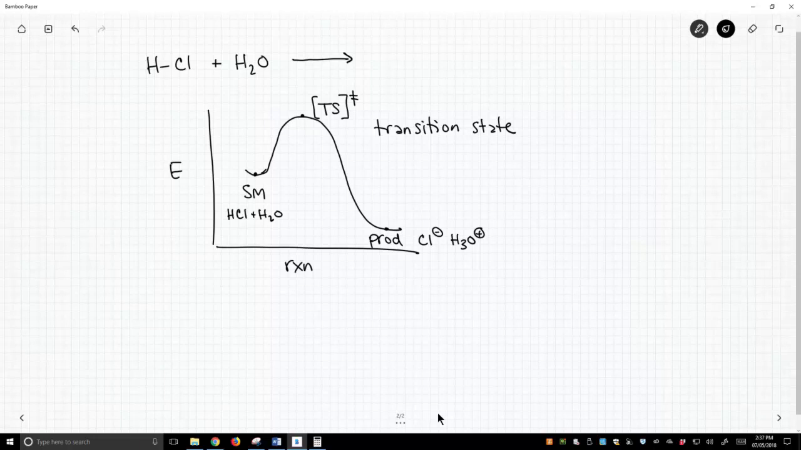So for this reaction, the transition state describes this bond forming and bond breaking process. So this is what our transition state might look like. We're going to go to having Cl minus plus H3O plus.